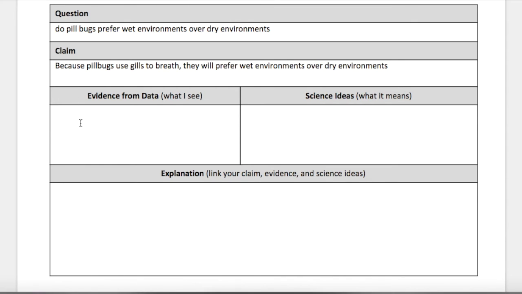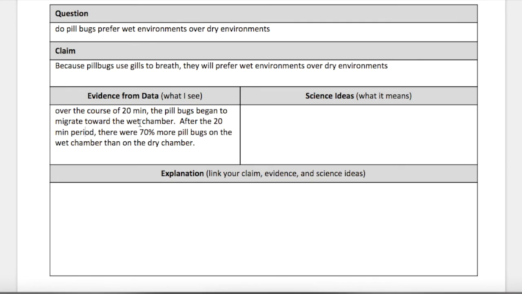In the next section, this is where you list your evidence from data. You're going to put only what you see, not why you see it. So when we ran our experiment, our data showed that over the course of 20 minutes, the pill bugs began to migrate towards the wet chamber. After the 20-minute period, there were 70% more pill bugs on the wet chamber than on the dry chamber.